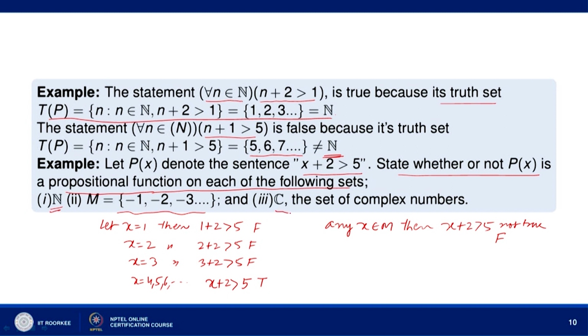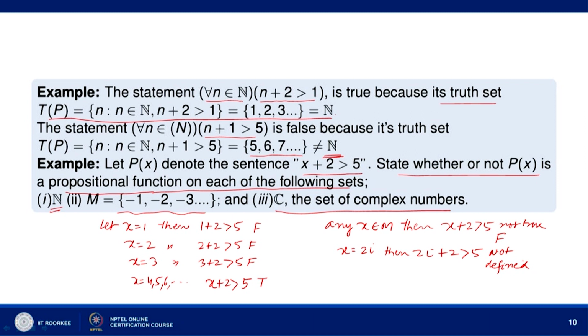Now, let us take the set of all complex numbers. If you take any x belonging to C, say x equal to 2i, a purely imaginary complex number, then 2i plus 2 greater than 5 is not defined, because inequalities are not defined for complex numbers. So, we cannot decide the truth value, whether it is T or F, and therefore, P(x) does not define a propositional function on C.